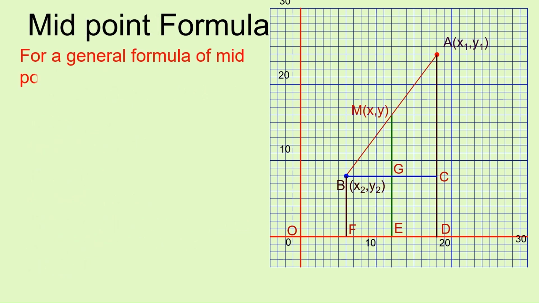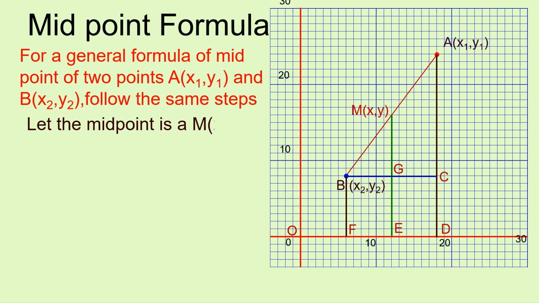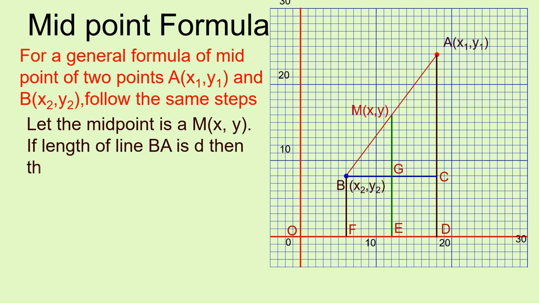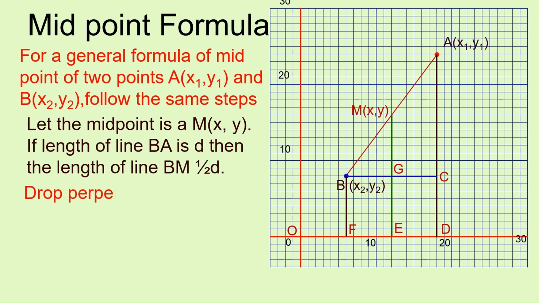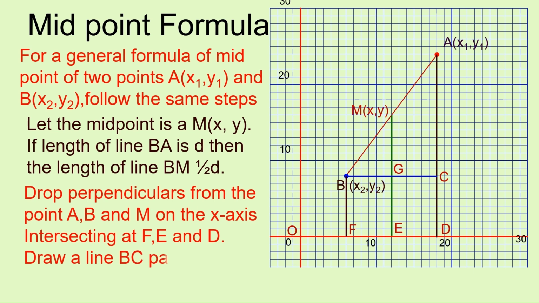Find the midpoint formula between two points A (x1, y1) and B (x2, y2). Follow the same steps. Let the midpoint be at M (X, Y). If the length of line BA is D, then the length of line BM is 1/2 D. Draw perpendiculars from the points A, B and M on the x-axis, intersecting at F, E, and D.